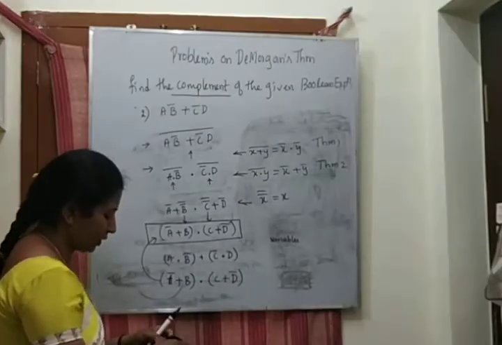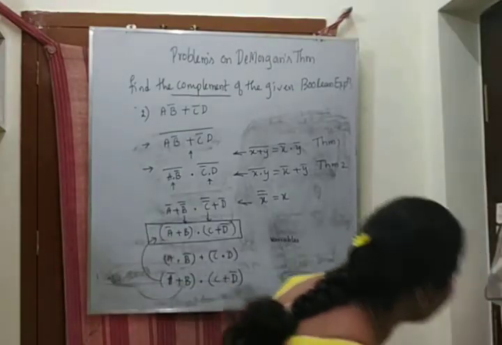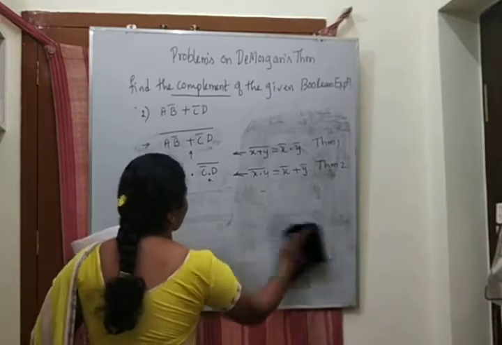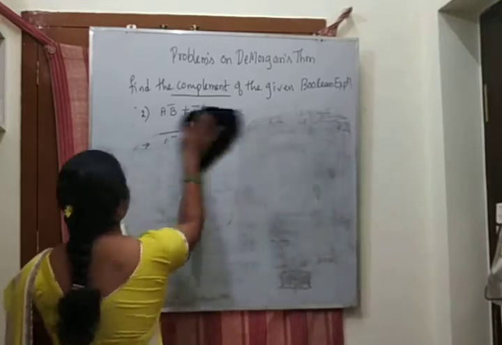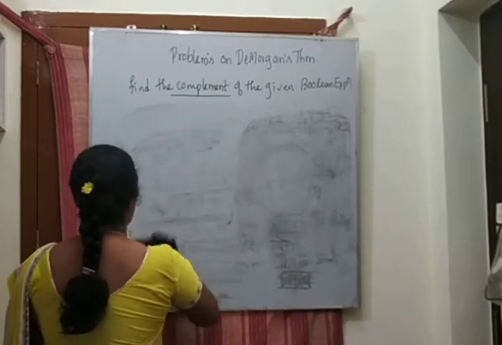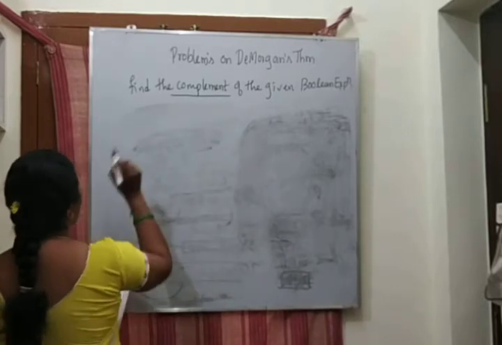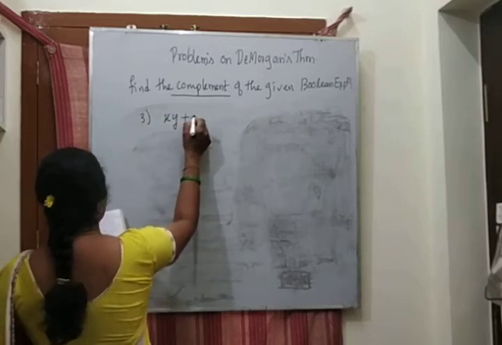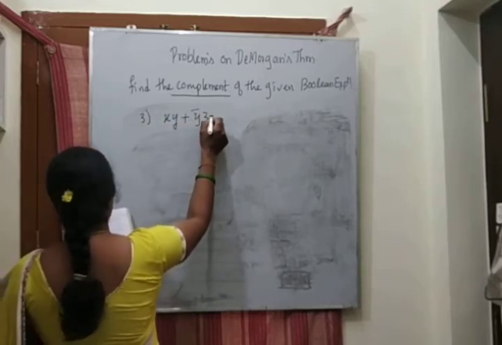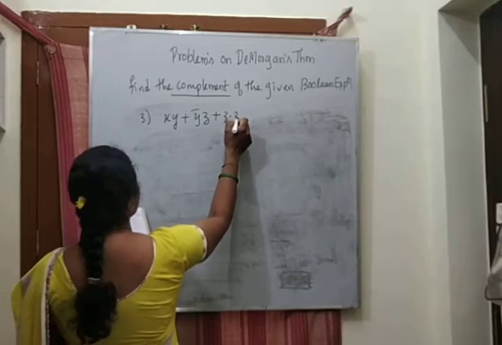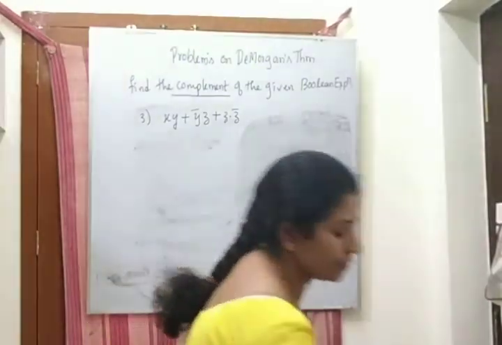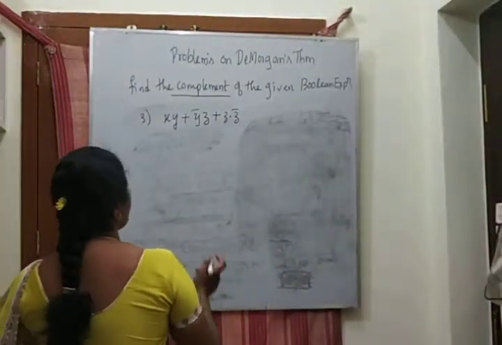Shall we move to the next one? The third problem. XY plus Y bar Z plus Z into Z bar. So here find the complementation for the given expression.